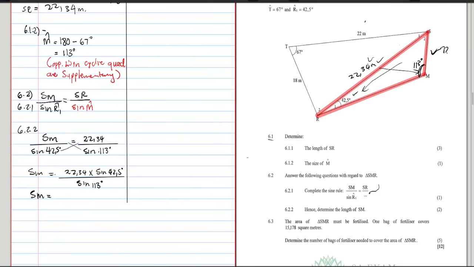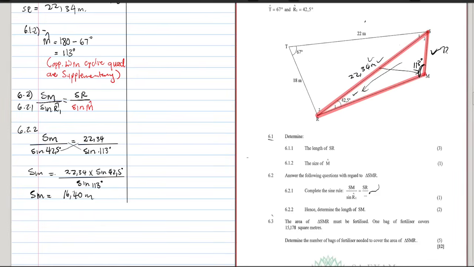I get 16,40. This is rounding off to 2 decimal places, 16,40 meters. Hey, SM, you're going to cause troubles.